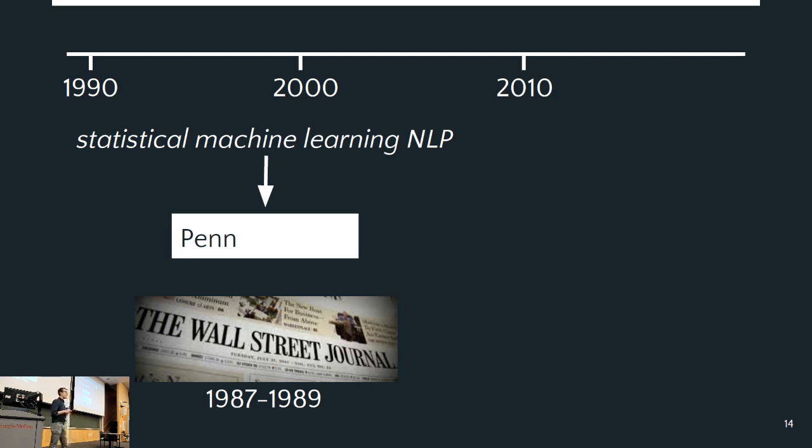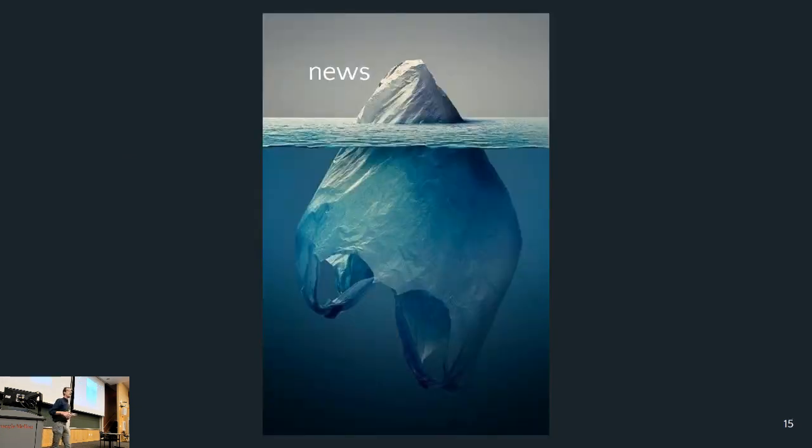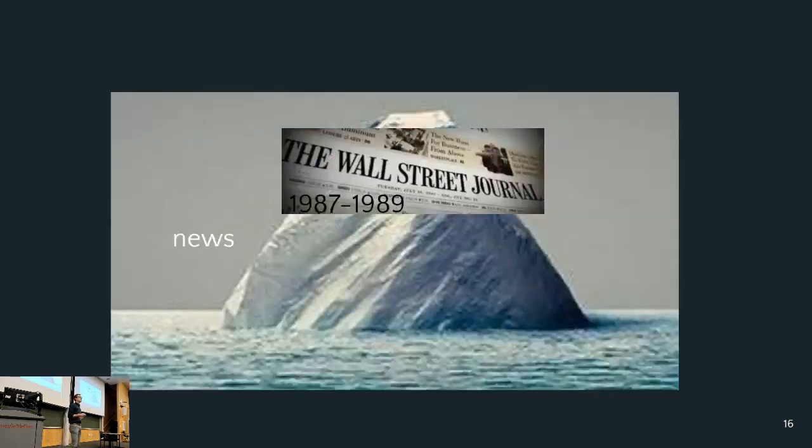So if you think about this a little bit, how crazy this is. If we think about all the language that we use on a daily basis, and what NLP considers to be prototypical English in this case, news might be tip of the iceberg, and the Wall Street Journal from 1987 to 1989, before most of you were born, would be very, very tip of the iceberg here. So okay, have we done better since then?